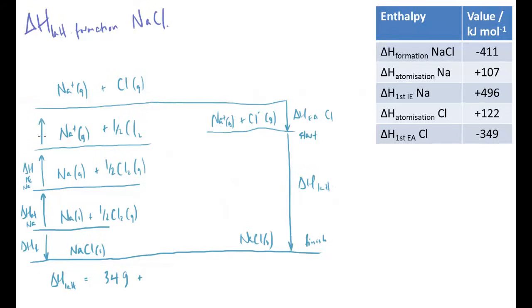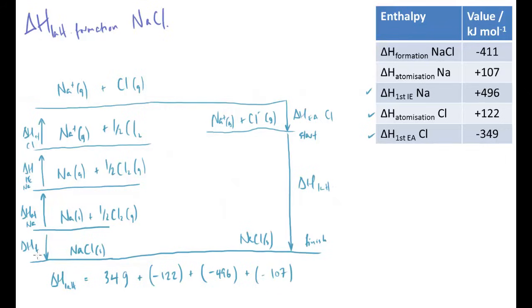And I'm going down against this arrow now. This was my atomization of chlorine, which was this one here, plus 122. So I'm going to add to that minus 122. I've just reversed the sign. I'm going to add to this the ionization energy of sodium. I'll just tick these off as we do them. Done that one. First, I know, so plus 496. Add to that minus 496. What's my next one? Atomization. It's going to be plus 107. So add to that minus 107.